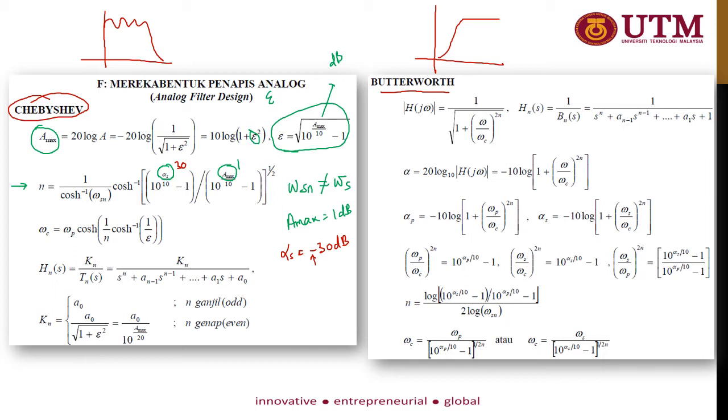Right, and then omega C is the cut-off frequency, omega P is the passband frequency, and cosh is cos hyperbolic. Please make sure you calculate properly using your calculator and make sure it is cos hyperbolic. And then this is the inverse cos hyperbolic. Again, epsilon is the ripple factor. And for Chebyshev, you have the Kn. It depends on the filter order number, whether it's odd or even. Same goes for Butterworth.